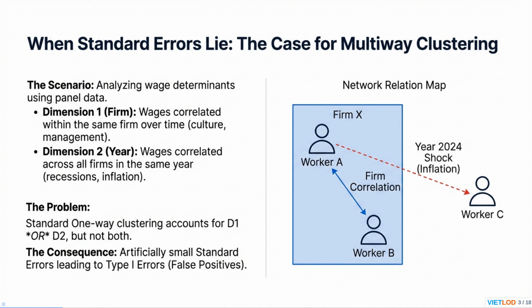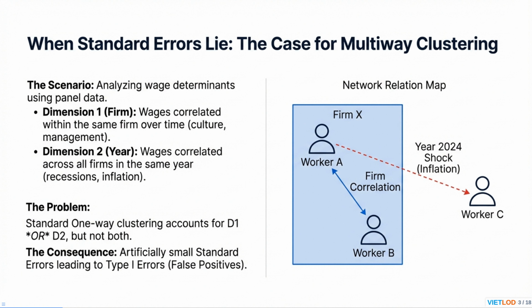Consider a typical panel data scenario, analyzing wage determinants. Here, errors can be correlated along multiple dimensions. First, we have the firm dimension. Wages for workers within the same firm are likely correlated over time due to factors like company culture or management practices. Second, there's the year dimension. Wages across all firms in a specific year can be correlated due to macroeconomic shocks like a recession or high inflation. The core problem is that standard one-way clustering can only account for one of these dimensions at a time, either firm or year, but not both.